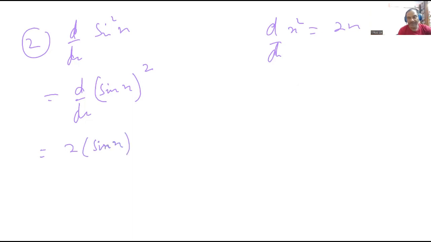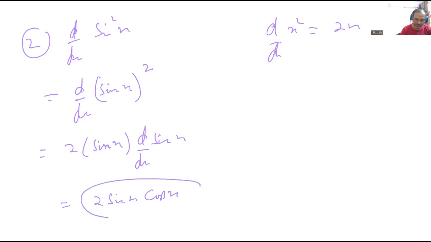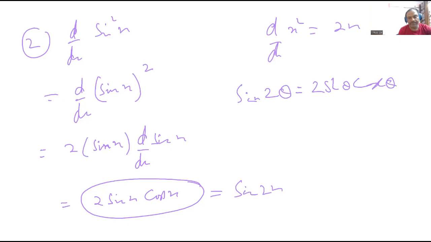Okay. But again, sine x is not actually x. Therefore, what we have to do is differentiate this sine x, which is dy dx of sine x. Now, when you differentiate dy dx of sine x, you will have 2 sine x, and this is cos x. Further, we know that there is a formula, and this formula is sine 2x. We know that sine 2 theta is equal to 2 sine theta cos theta. Okay.